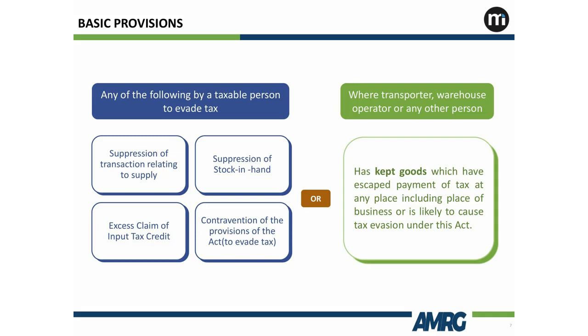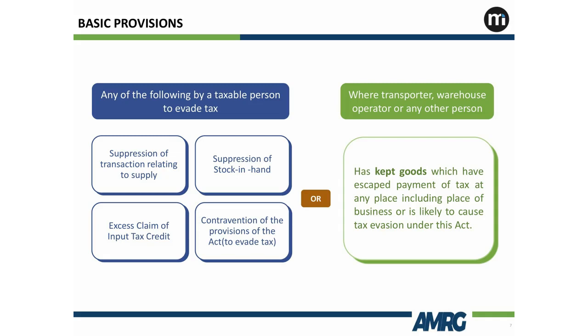The next is, if you are not the taxable person yourself, but you are a transporter or a warehouse operator or any other person who has kept the goods of some other person which have escaped payment of tax, meaning thereby you are not the person directly involved in the evasion of tax. However, you are just assisting, whether by way of transportation or by way of a warehouse, in keeping the goods that have escaped taxation.